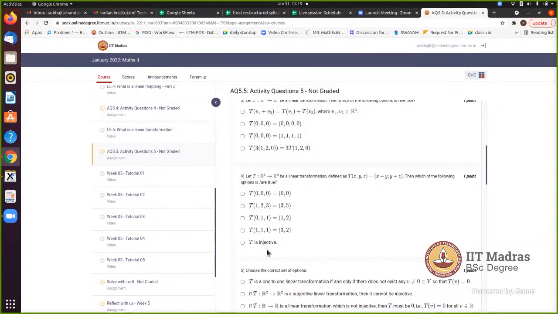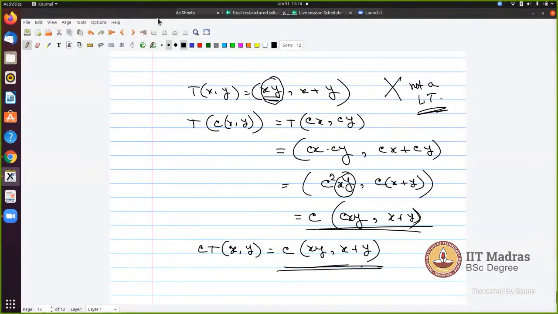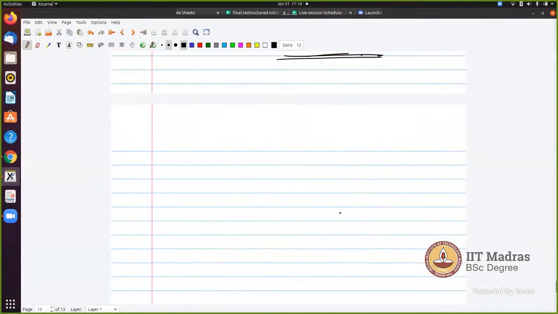Then the last question is whether it is injective or not. Do you remember what injective and surjective are for a mapping? One-to-one mapping. For one input we get one output. If f(x1) equals f(x2), then x1 equals x2. So V1 equal to V2 implies T(V1) equals T(V2)... that is, T(V1) = T(V2) implies V1 = V2. So this is injectivity.